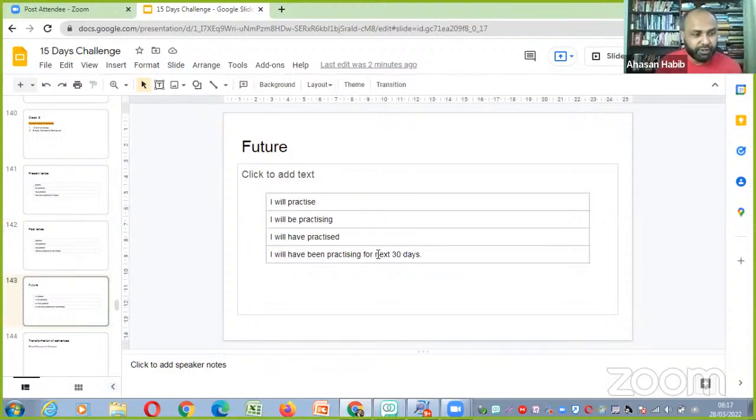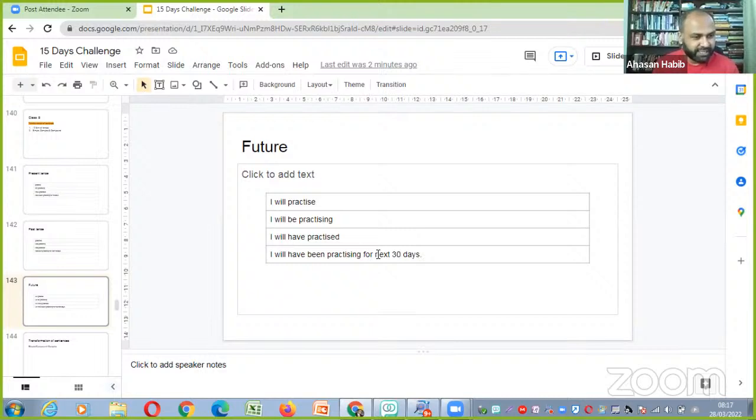So the future one is: I will practice, I will be practicing, I will have practiced, and I will have been practicing for the next 30 days. Type in the chat box very quickly. I'd like to see 4 sentences from you using the future form. I will practice, I will be practicing, I will have practiced, and I will have been practicing for the next 30 days. I'd like to see your comments.